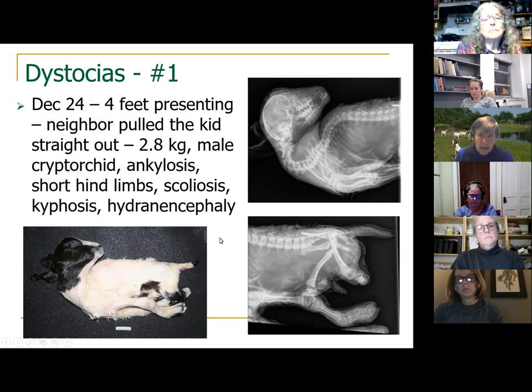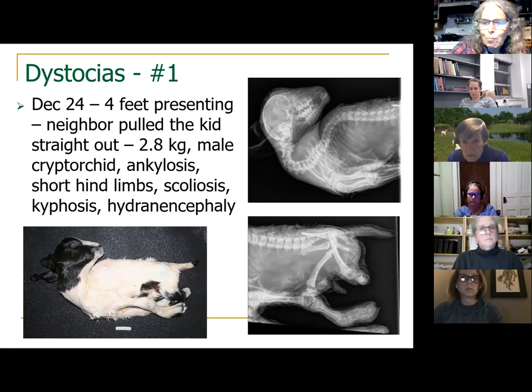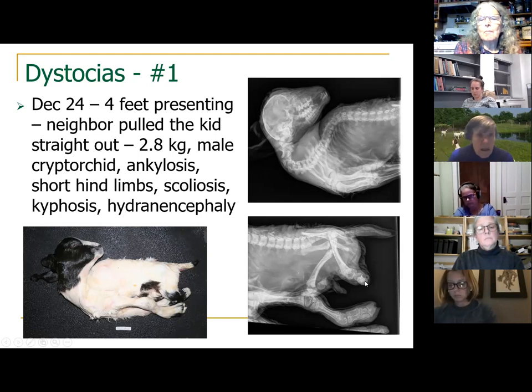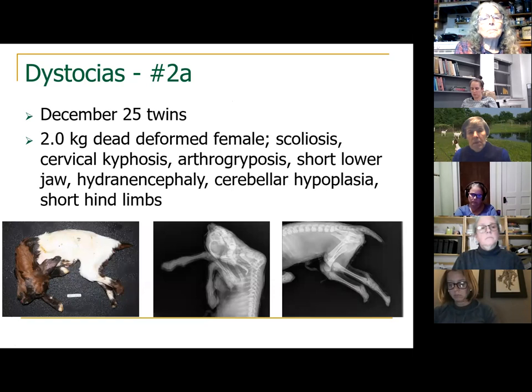And there was fluid replacing the brain. And the kid was male, and it also was a cryptorchid. So the testicles were inside. And this is another birth defect that has been associated with Cache Valley. But you gotta look a little closer. If you look at the radiograph, this is a hip joint and a femur, and that's all the hind leg that came out. So that was Christmas Eve, and Christmas didn't get any better.